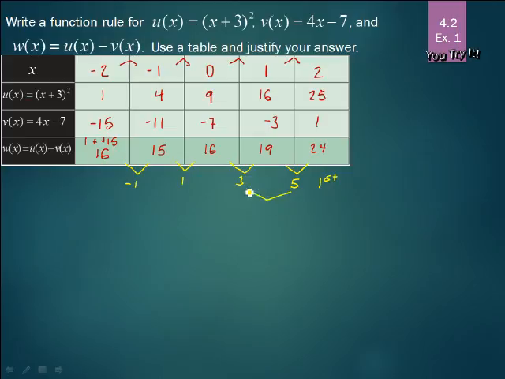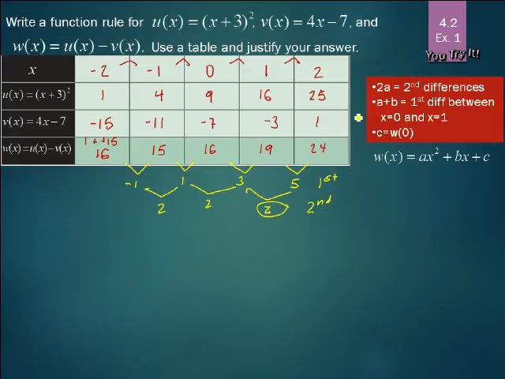So 5 minus 3 is 2. 3 minus 1 is 2. And 1 minus -1 is 2. Okay, so we did see that our second difference is the same, which means it's going to be a quadratic equation. So let's pull up some information that we've learned previously.